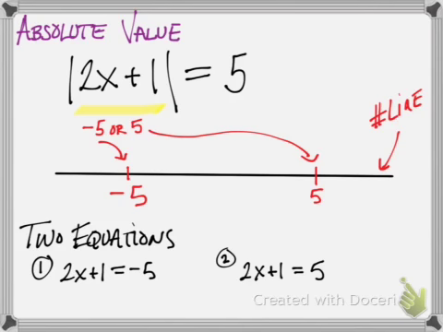Now that we have our two equations, we just go through and solve them as we normally would for any linear equation, and we get x equals -3 or x equals 2. And we could check that by plugging back into our original equation and making sure that we actually get an absolute value of 5.